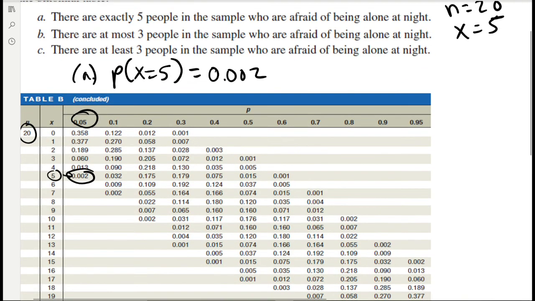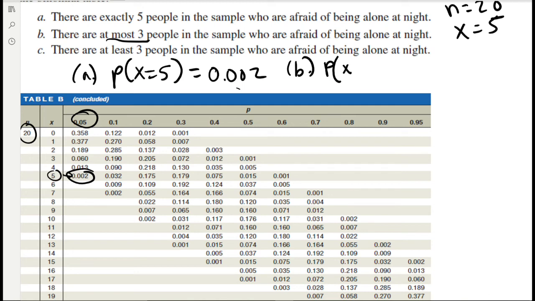And it's as simple as that. So now part B, instead of actually calculating and using the formula, you can use a table. Now for part B, there are at most 3 people who are afraid of being alone. At most means that the most you can have is 3. So that means you can have 0 or 1 or 2 or 3 people.